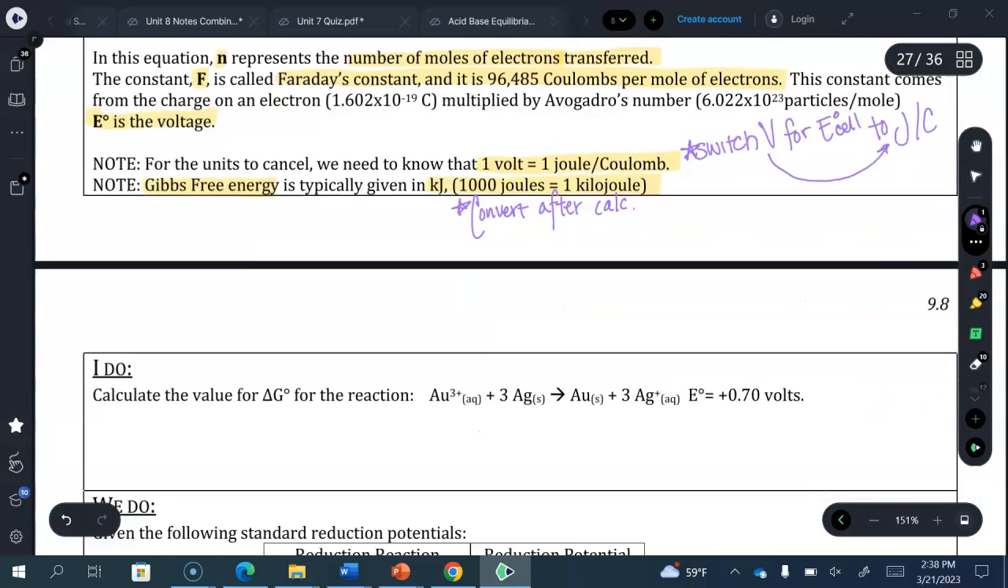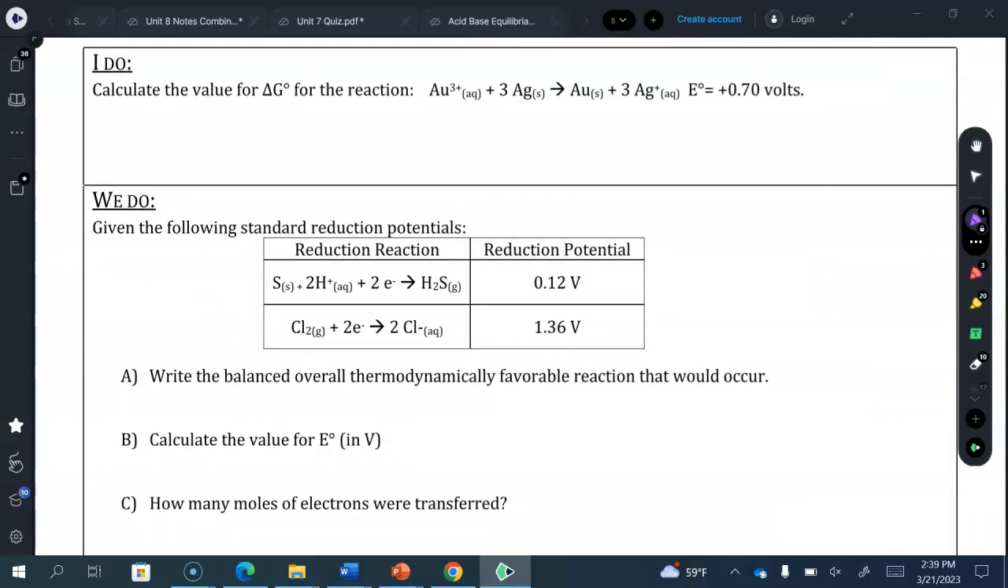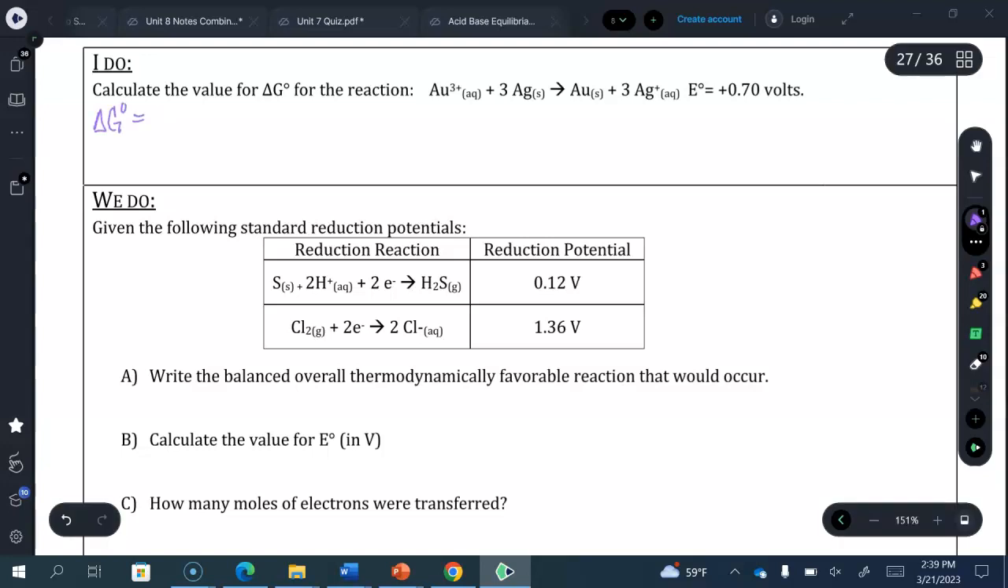Okay. So here we go. Calculate the value for delta G for the reaction given. Okay, so we need to write our equation. So it wants delta G. So hey, cool, it's already solved, so we don't have to do a whole bunch of rearranging.